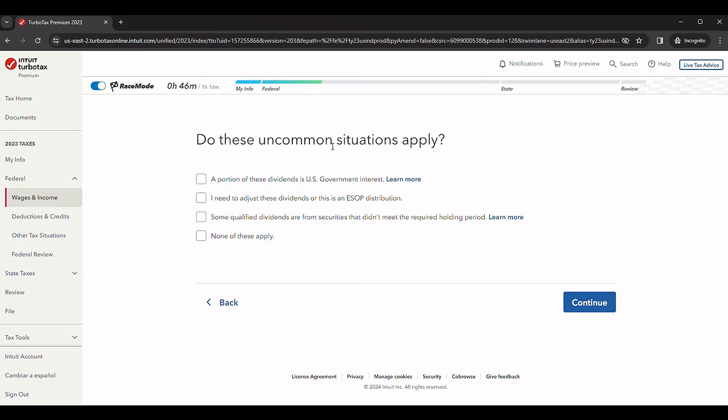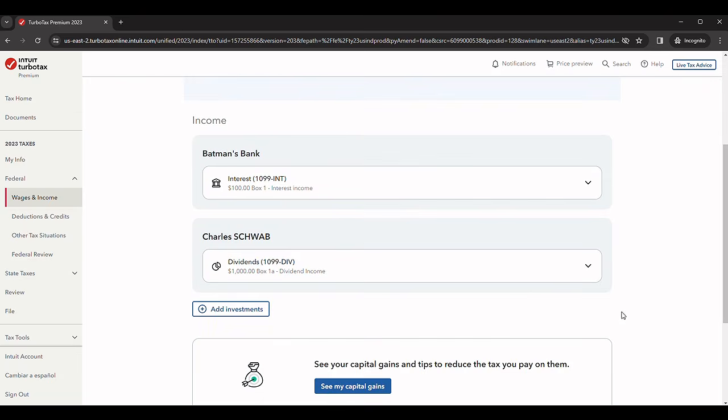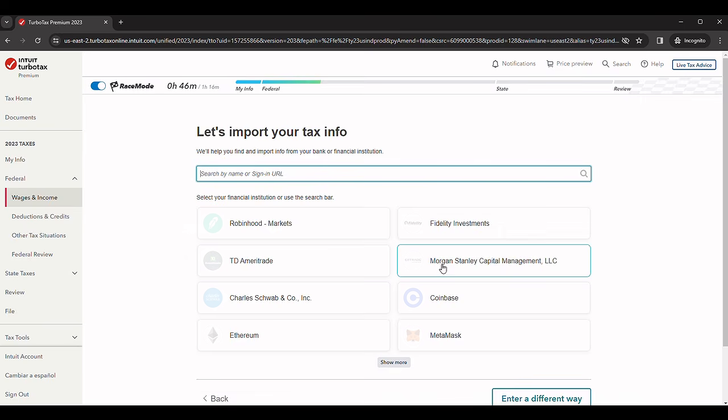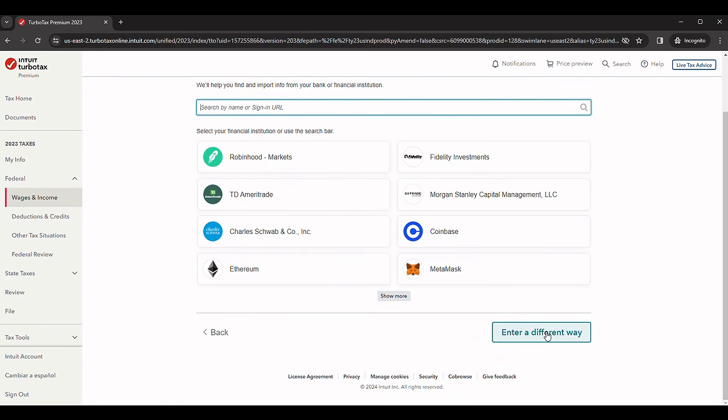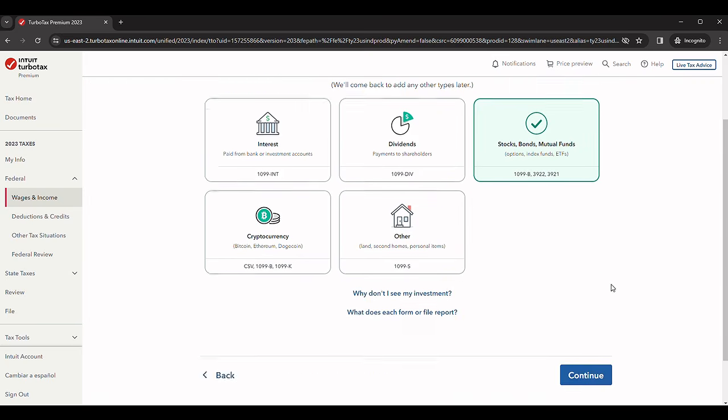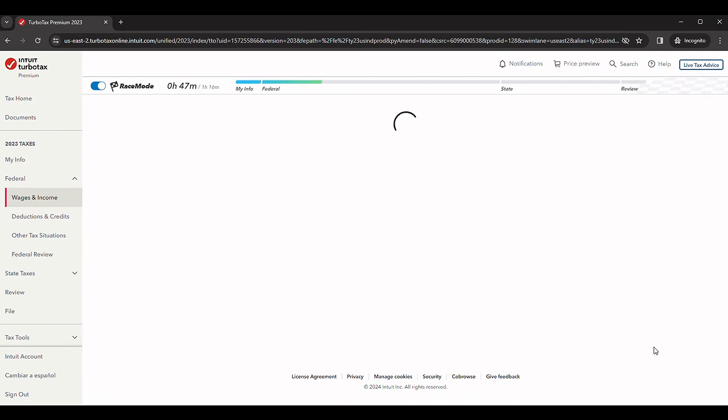Do any of these apply? Nope. Continue. So look at this: interest income, dividend income. We're doing great. Look at our investments. Crushing it. Okay, I don't want to go through that process again, so let's go to add investments. I don't want to make a big circle. Enter a different way. Stocks, bonds, mutual funds. It's really going to be focusing on stocks in our example.